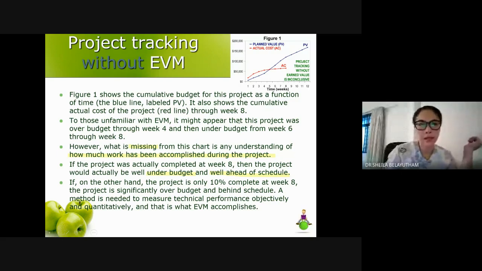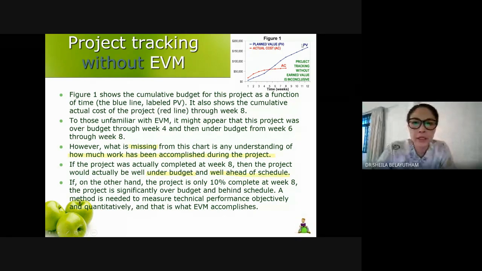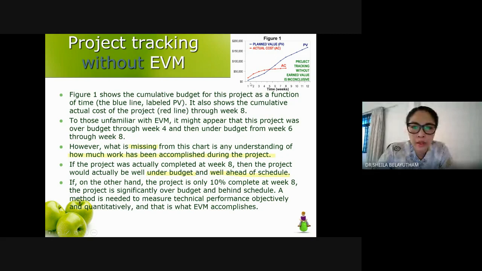So project tracking without earned value. Figure 1 shows the cumulative budget as a function of time, labeled as planned value. It shows the cumulative actual cost through week 8. To those unfamiliar with earned value, it might appear that the project was over budget through week 4 and then under budget from week 6 to week 8.